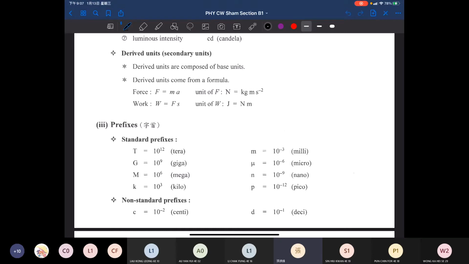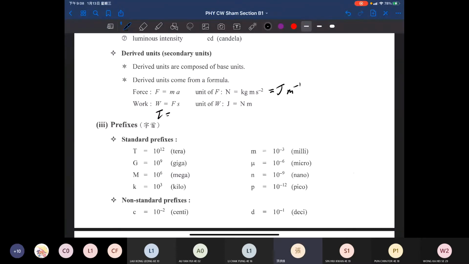And for work, it is F times the distance traveled. So Joule can be represented by Newton meter. Therefore, if we use this to represent the force, it equals joule per meter. They have the same physical meaning.